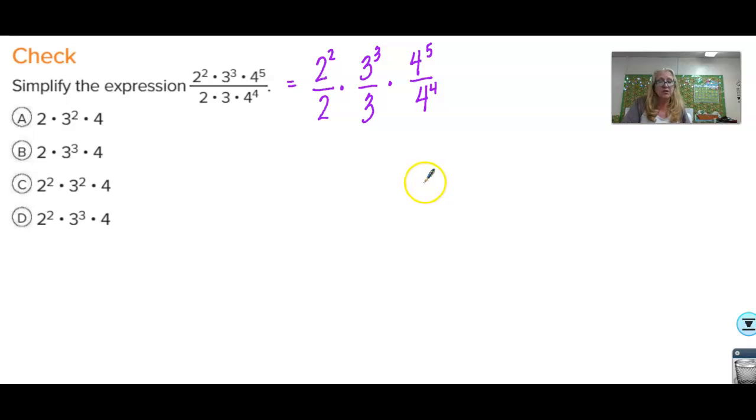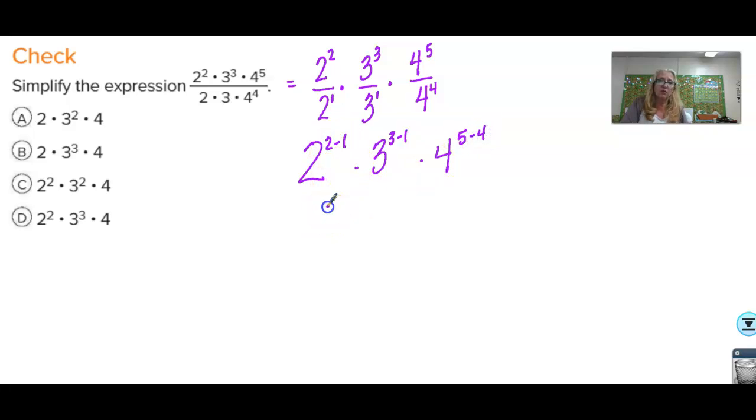Then we used the quotient of powers property. We did the top exponent minus the bottom. Remember, if a number doesn't have an exponent, it's a 1. So this was 2 to the 2 minus 1 power times 3 to the 3 minus 1 power times 4 to the 5 minus 4 power.